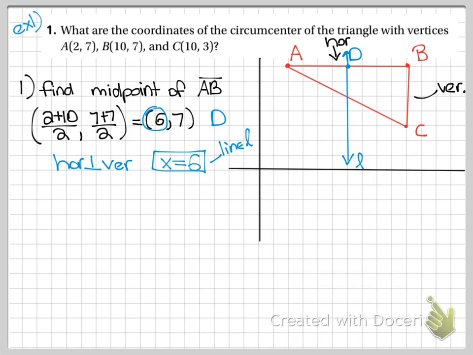So now we've got one step done. The next step is to find the midpoint of one of those other sides of the triangle, and then to write the equation of a line that is perpendicular to it at its midpoint. If we look at line BC, again, that's going to be the easiest one for us because it is a vertical line. So we want to find the midpoint of BC.